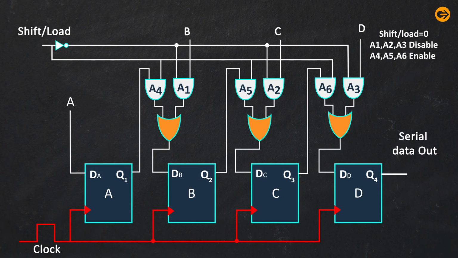Now we apply the control signal as 1. The output of the NOT gate becomes 0, which is shift mode or active high. At that time A4, A5, A6 are enabled. When we apply the clock pulse, the data is shifted in this way.